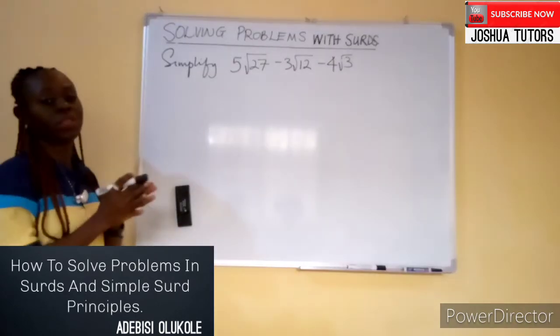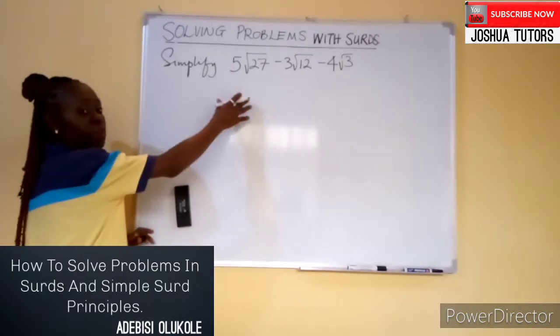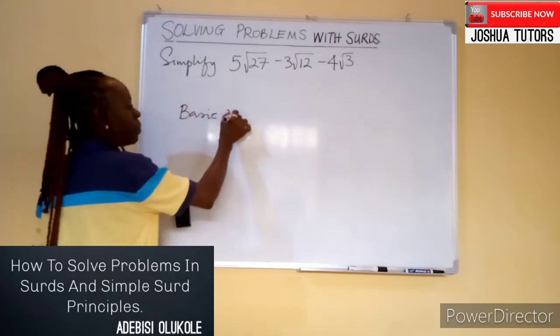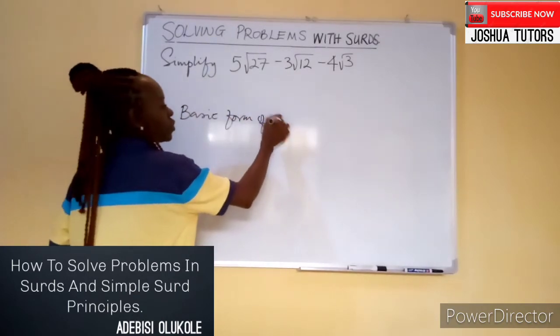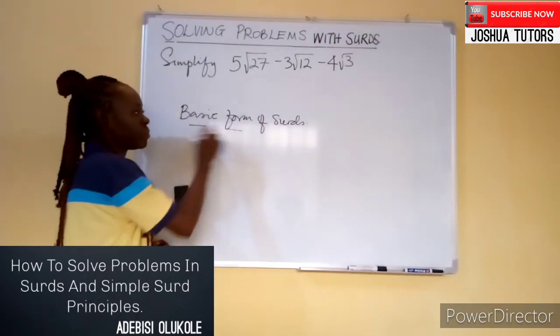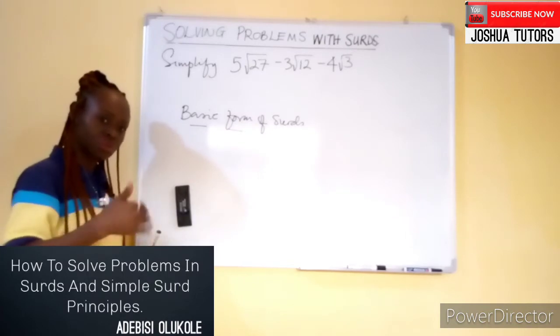Now, there's what we call the basic form of a surd. Before I solve this particular question, I want to quickly remind you that we have the basic form of surds. What do I mean by that? What do I mean by the basic form? The form at which that surd is brought to such that you cannot go any further.